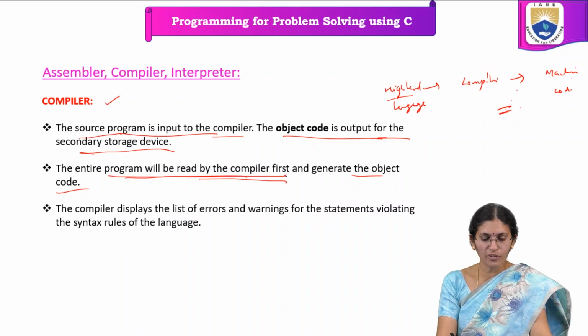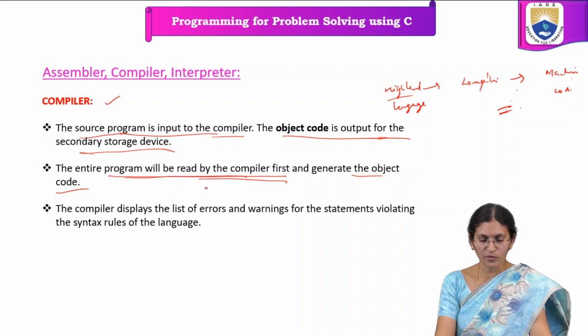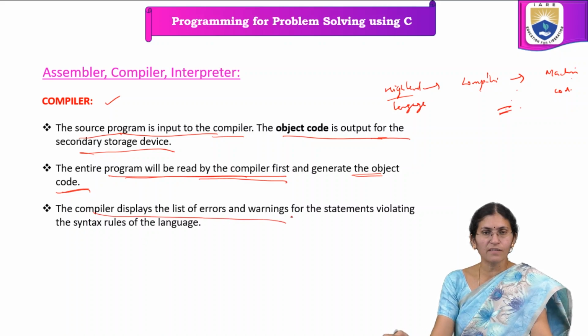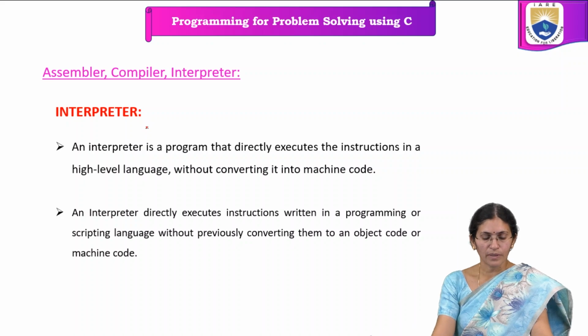we will see the difference between compiler and interpreter. The compiler also translates a high level language program to machine language, but the way of doing it is different in compiler and interpreter. The entire program is read by the compiler first and it generates the object code. The compiler displays the list of errors and warnings for the statements violating the syntax rules of the language. For example, we have the C compiler.